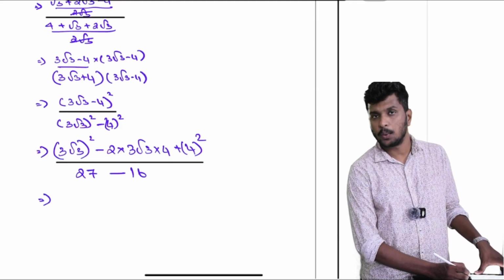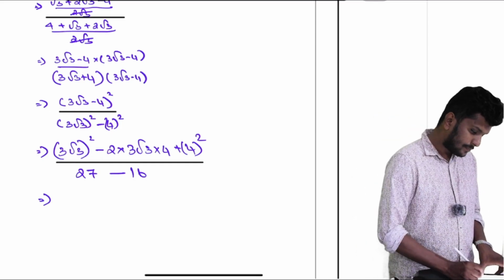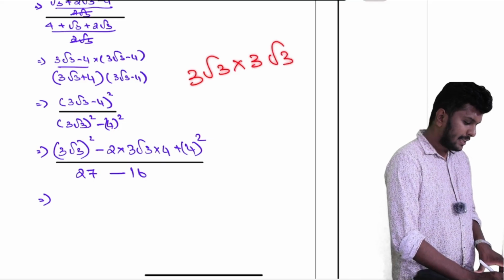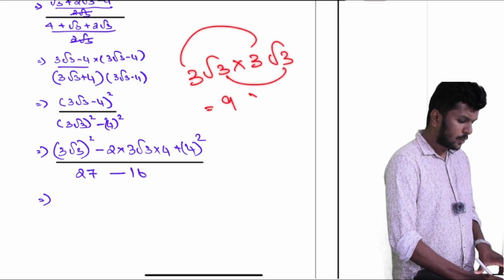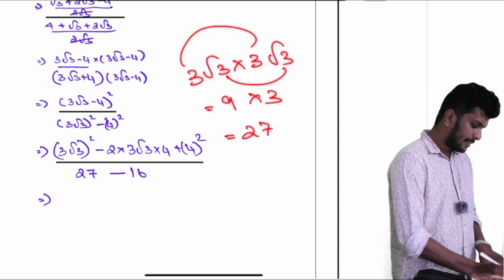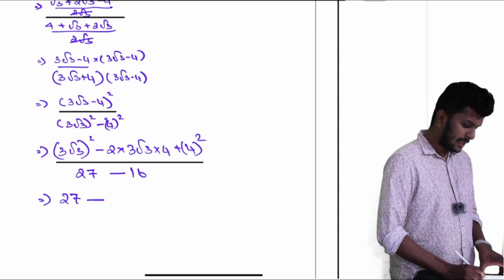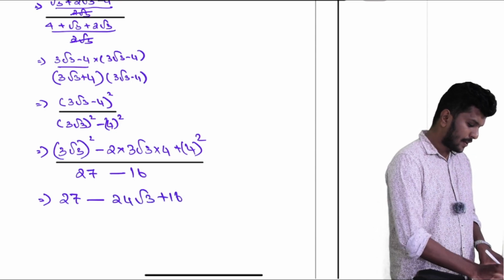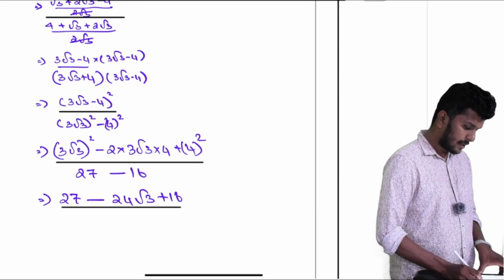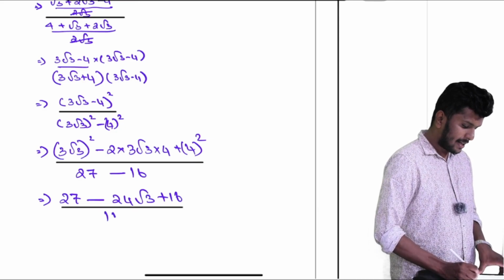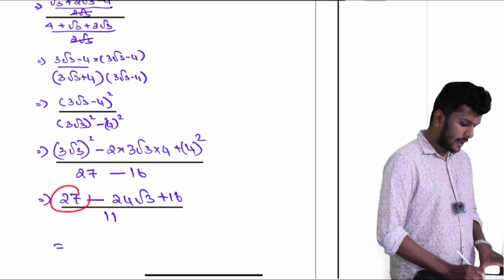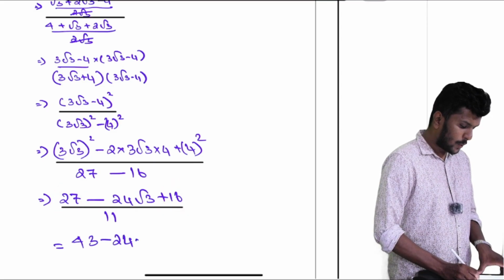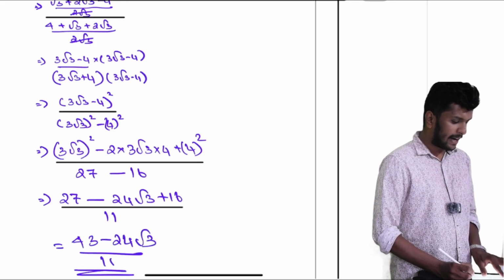3 root 3 the whole square is what? 27. Yes or no? 3 root 3 into 3 root 3: 3 3s are 9, root 3 into root 3 is 3, 9 3s are 27. So that is 27 minus 4 2s are 8, 3s are 24, 24 root 3, plus 16, whole divided by 27 minus 16 is 11. So in total we have 27 plus 16, which is 43. 43 minus 24 root 3 by 11 is your final answer.